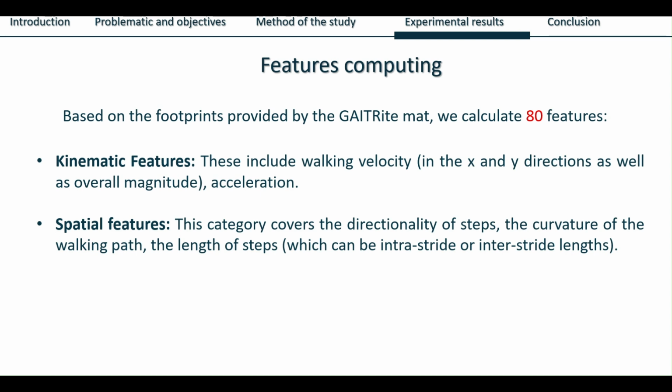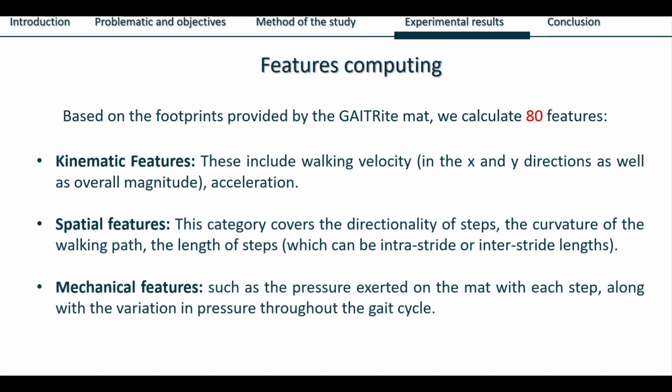spatial features that cover the directionality of steps, the curvature of the walking path, and the length of steps. And finally, mechanical features such as the pressure exerted on the mat with each step, along with the variation in pressure throughout the gait cycle. These features help us understand how the body moves during walking. They include moments when the feet are in the air. These metrics can give insights into how the body weighs and balances itself as it moves.